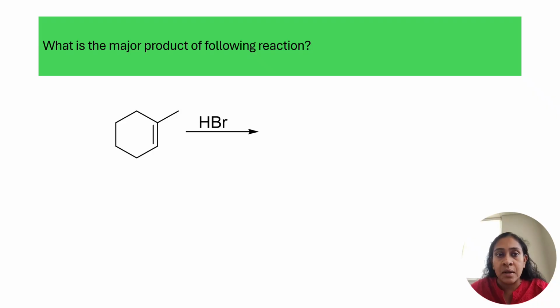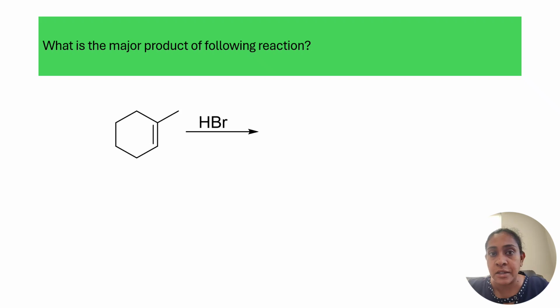Remember the steps. First, recognize the reaction type. Second, determine where the hydrogen should add. Third, draw the carbocation intermediate and determine its stability. Fourth, check whether the carbocation can rearrange. And finally, allow bromide to attack the carbocation. Pause the video here and try to predict the product before continuing. Let's begin working through the reaction.